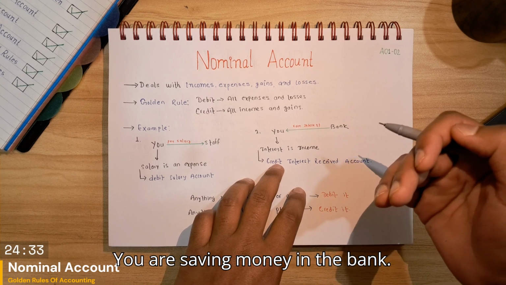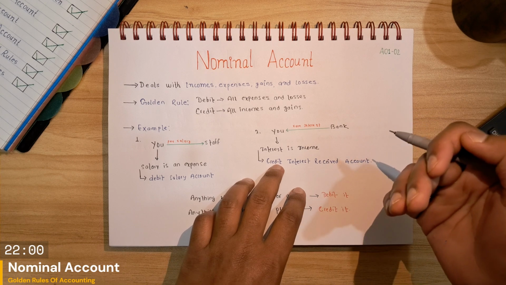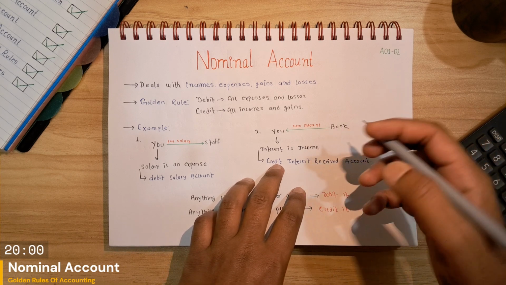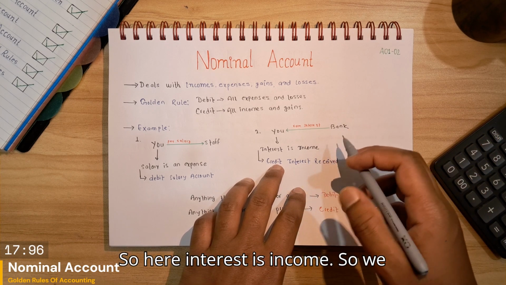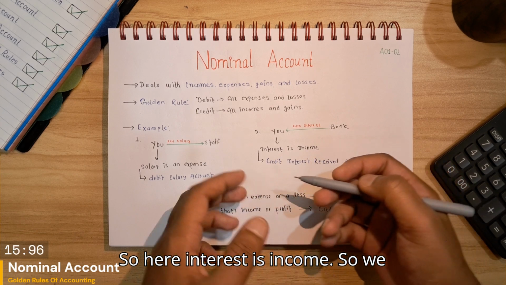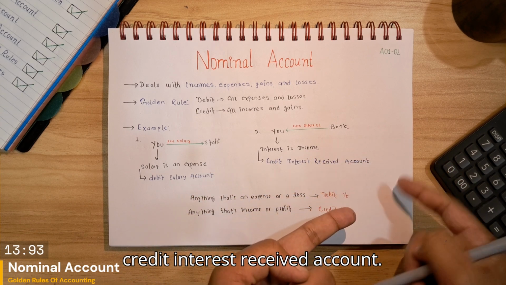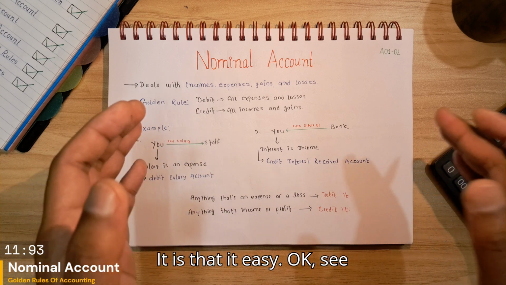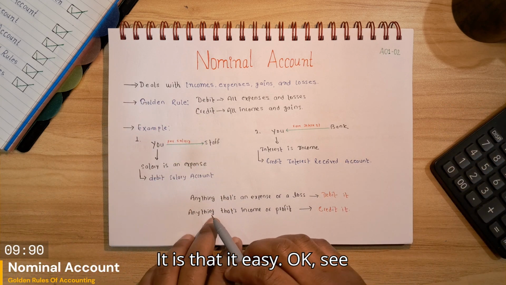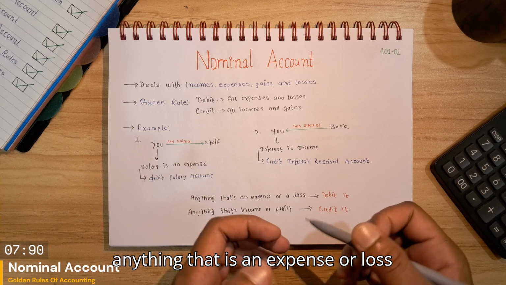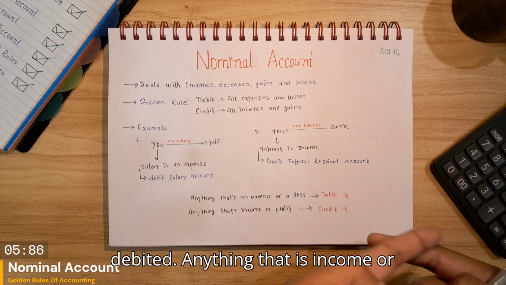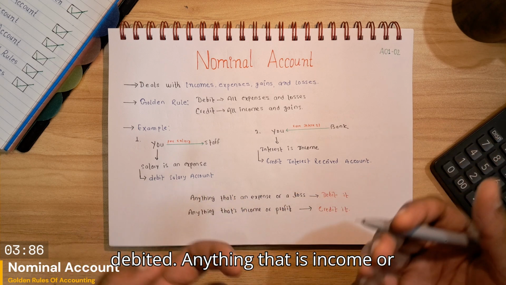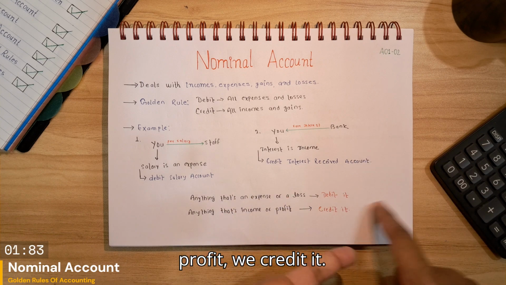You're saving money in the bank, so here interest is income, so we credit interest received account. It is that easy. Okay, see, anything that is an expense or loss, debit it. Anything that is income or profit, we credit it.